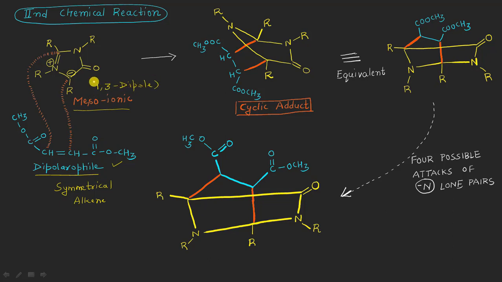And because it is a symmetrical type of alkene here, there are no issues of regioselectivity. We can show the interaction of the negative end as well as the positive end of our 1,3 dipole with any of these carbon atoms, maybe with this carbon atom or with this carbon atom, because it is a symmetrical type of molecule, right? So let us say it is interacting like this, and then this is interacting with this carbon atom in this way here. Now, what will happen is it will result in the formation of a cyclic adduct in this way, right?